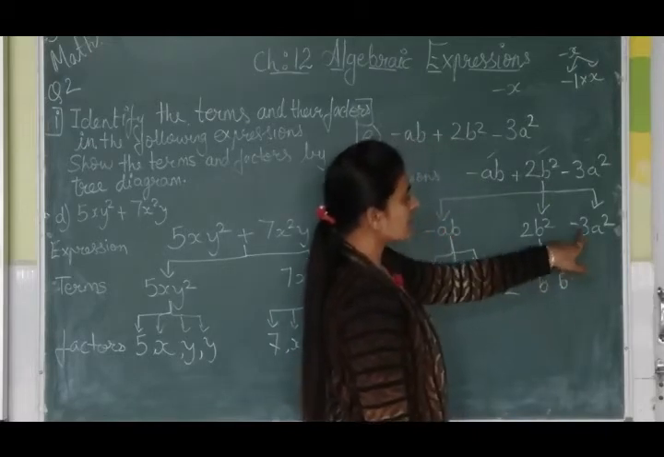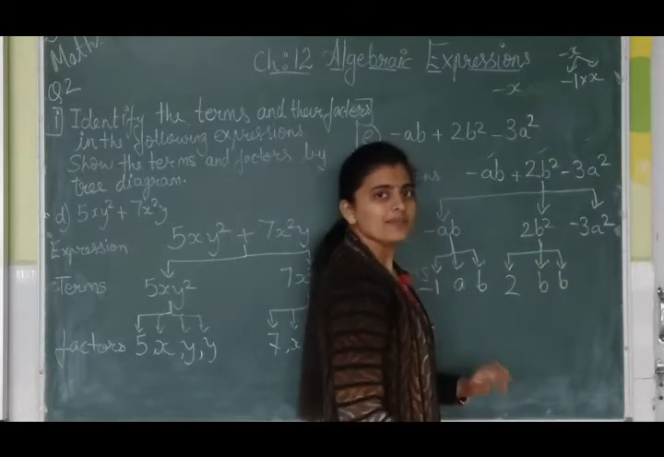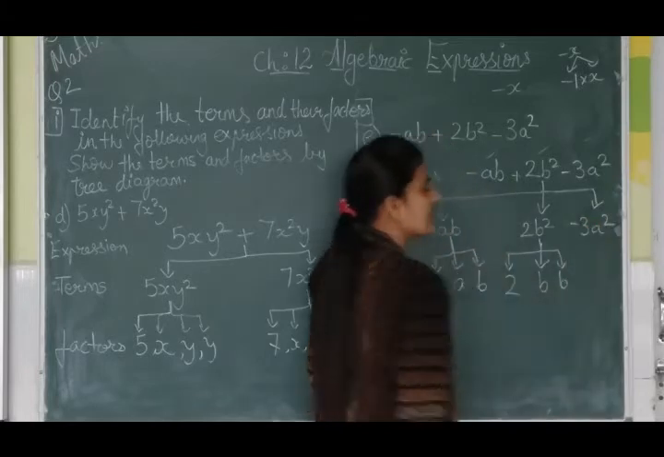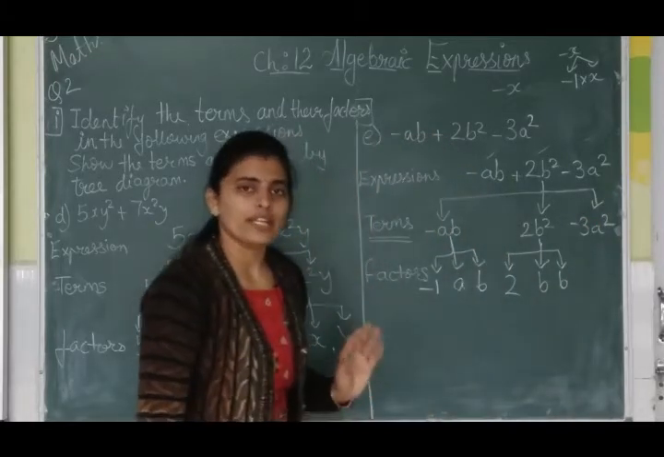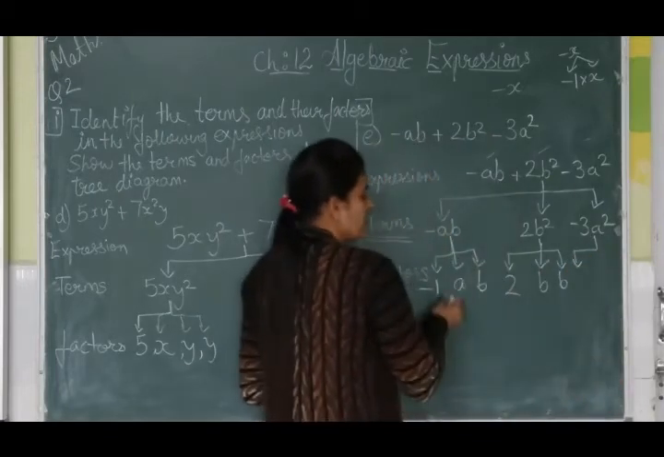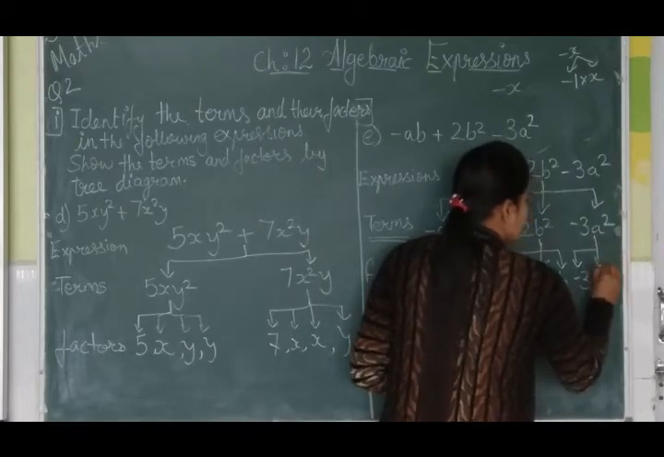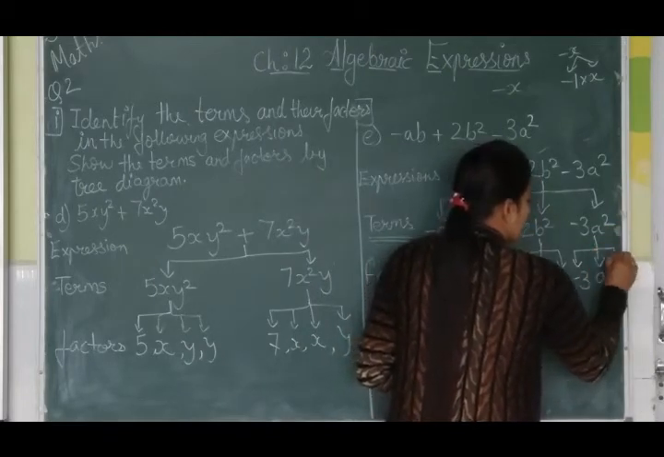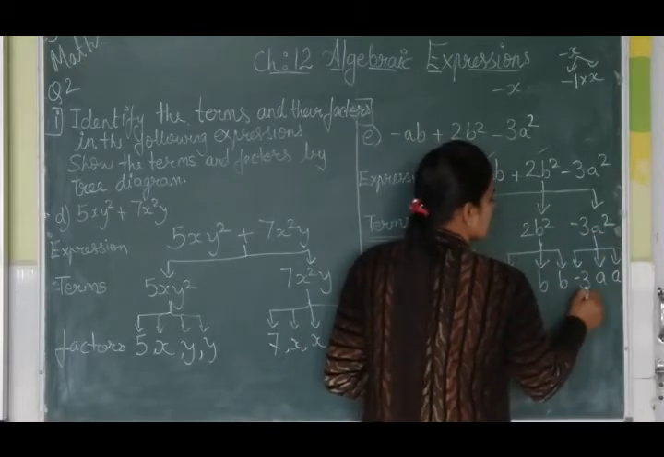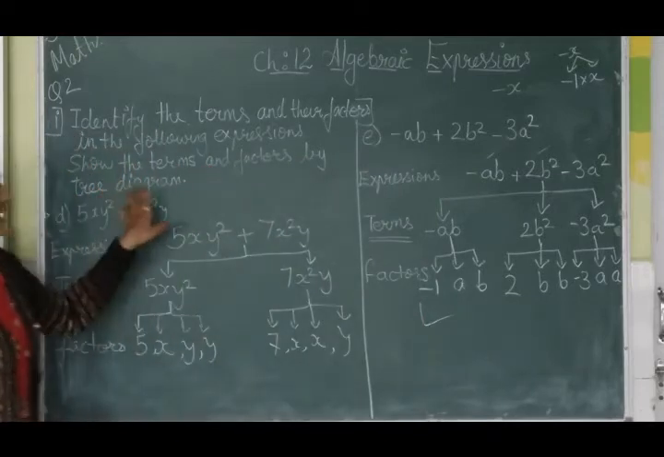Now here minus 3a square is also there. Sorry, here minus 3 is there. So what do we have to write down? Minus 3 will be there. If only minus is there, then only minus 1 will be there. So here minus 3. Next is a and a. So the factors of minus 3a square are minus 3, a and a. This is the way you have to draw the tree diagram.